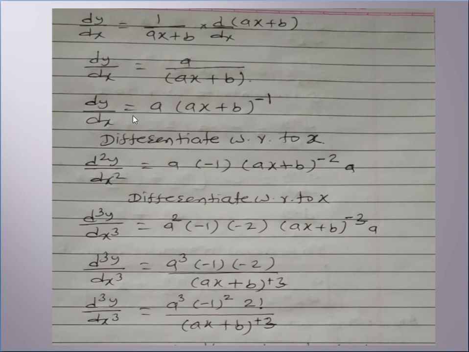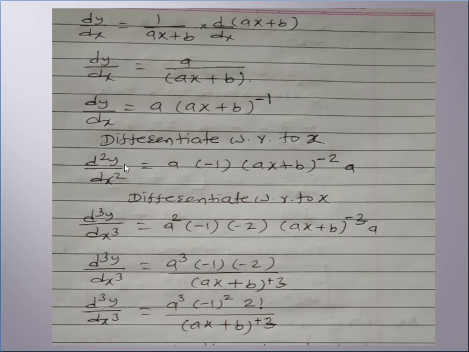Therefore, dy by dx is equal to a into (ax + b) raised to minus 1. Now here 1 upon (ax + b) can be written in the form (ax + b) raised to minus 1 by using the formula for rules of index. Now differentiate this equation with respect to x.